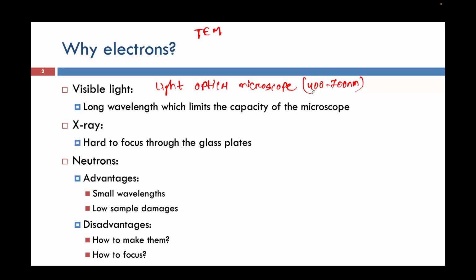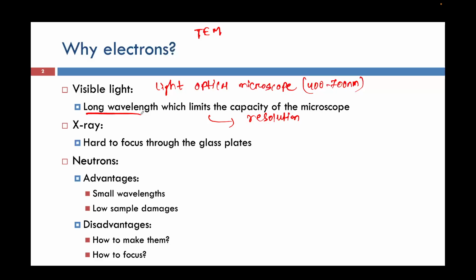And what does the long wavelength have to do with our optical system? It limits the capacity of the microscope, that is, it limits our resolution. So we will not be able to use it to see very small features in the order of nanometers, or even small features in the order of micrometers. Due to this long wavelength disadvantage, we have gone to another type of radiation.